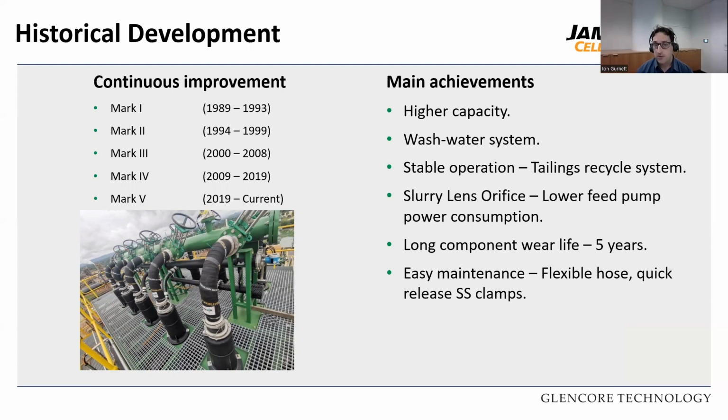And over these years, we've basically highlighted a whole series of main achievements, and these being stable operation, high capacity, wash water system to deal with entrainment, recycle to improve process stability, different materials, longer component lives, and probably one of the highlights, the easy maintenance that we can do. As a bit of a spoiler, these cells can have their maintenance done on the run. You don't need to shut down a Jameson cell to do basic maintenance. And this is one of the inherent benefits of the technology.